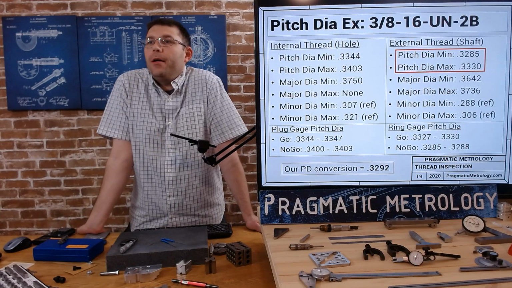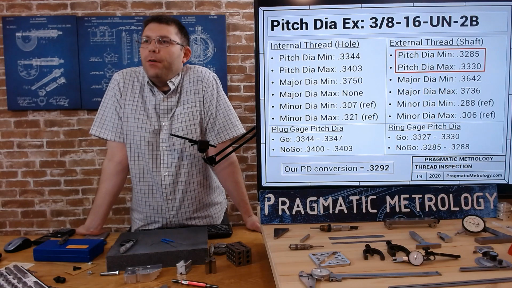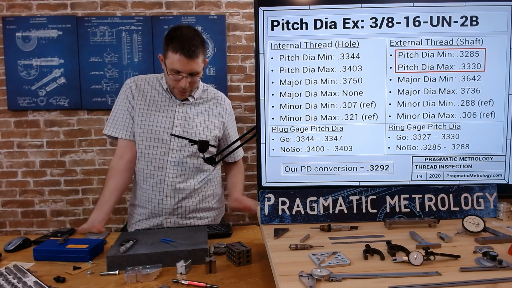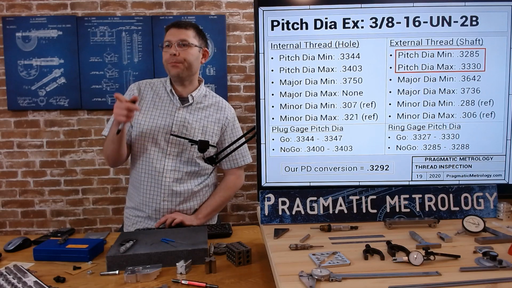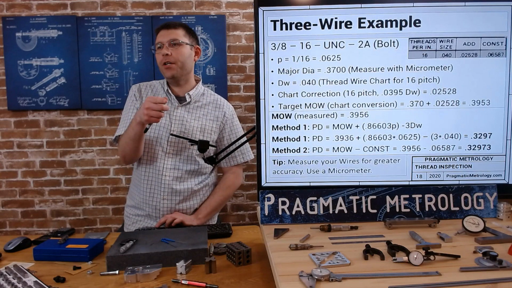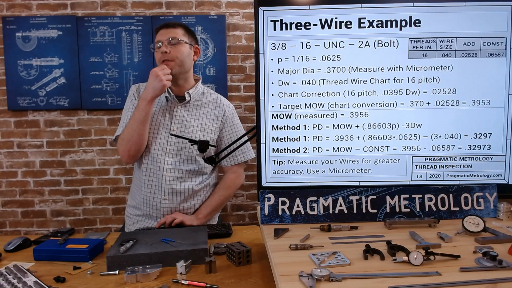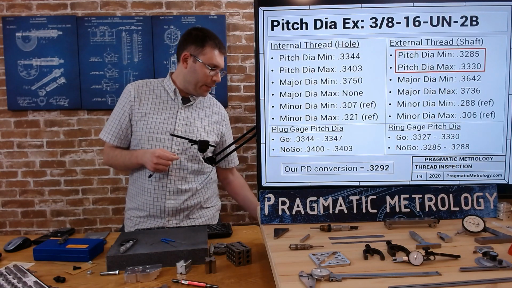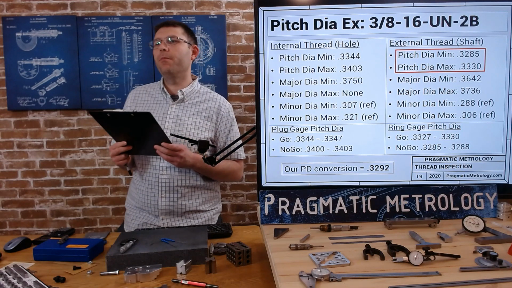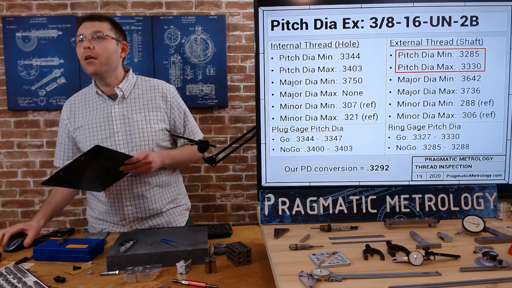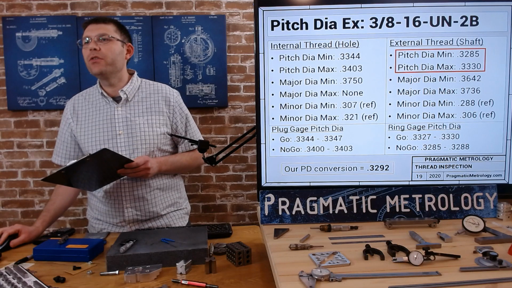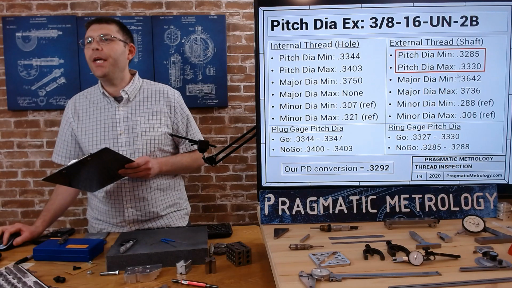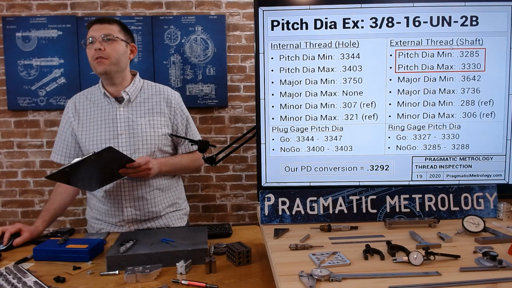So for an external thread, in the example on the screen here, we ended up with 0.3297. And for our example, we ended up with 0.3266 off of the bolt. So let's check, are we in tolerance? And 0.3266 is not in tolerance.